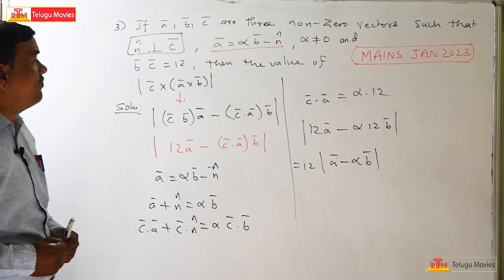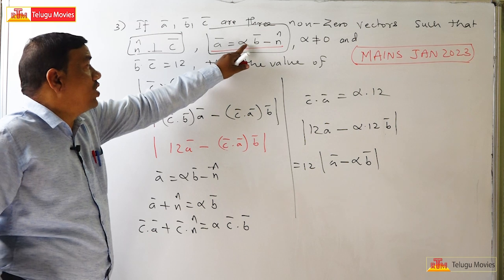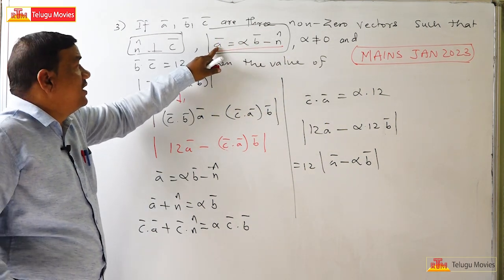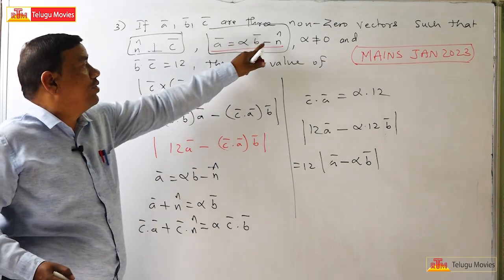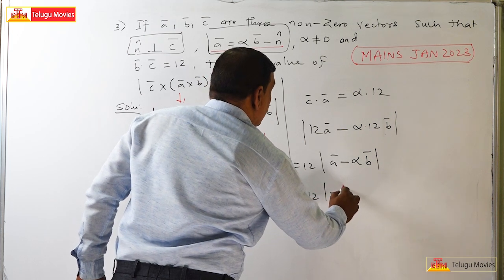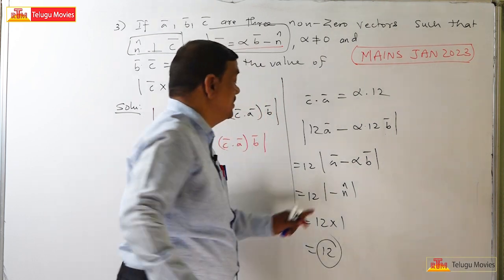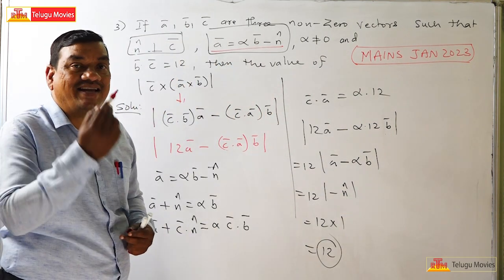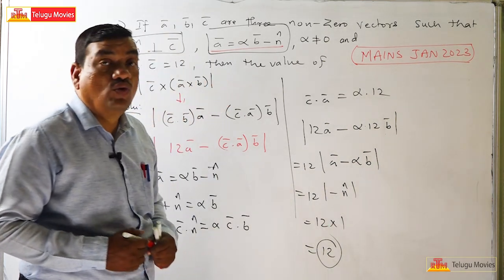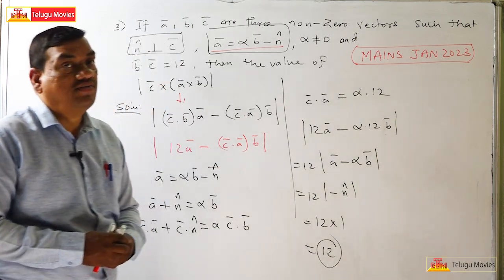A bar minus alpha B bar means how much? Let us see here in this equation. A bar is equal to alpha B bar minus n cap. Take alpha B bar to the left hand side. A bar minus alpha B bar is equal to minus n cap. So this is equal to 12 into minus n cap. So this is 12 into 1, that is 12. Why? Because n cap is a unit vector, so modulus of n cap is equal to 1. Of course, minus will go. So the ultimate answer is 12, the final answer.